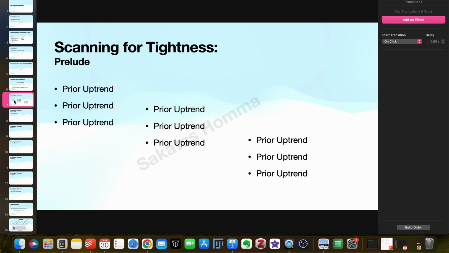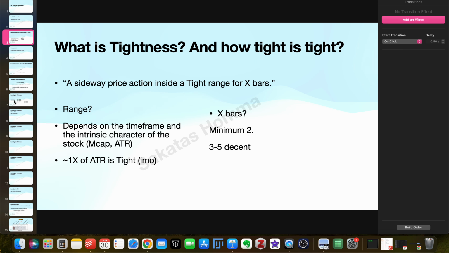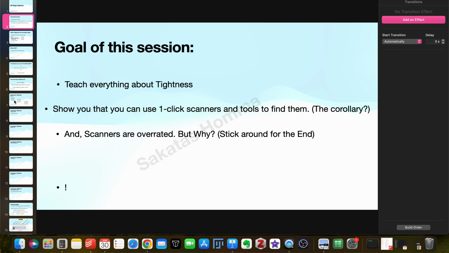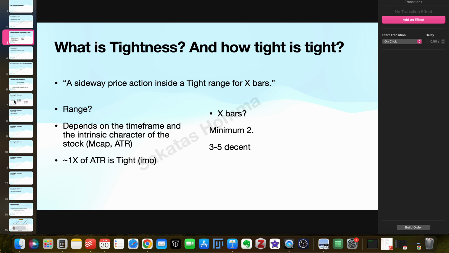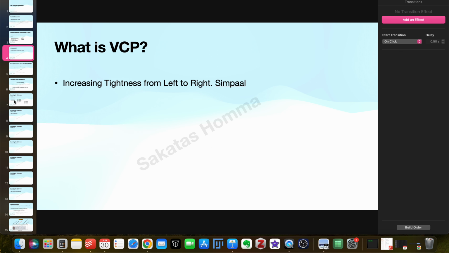All right, so very quickly, the goal of the session was to teach you everything about tightness, show you how you can find tightness with one click scanners and tools, and why scanners are overrated. I haven't got to that part yet. What is tightness? Tightness is very sideways price action inside a tight range for X bars. There are two things you have to describe here. What is that range? The range is best described with ATR, and also like a general range, 2%, 3%, 4%. And the second thing is for how long, X bars, minimum 2, decent is 3 to 5.